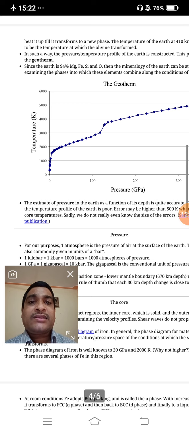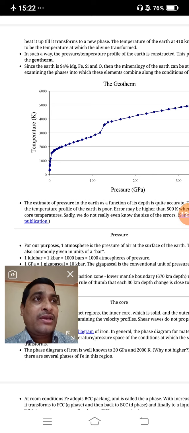The earth is 94% magnesium, iron, silica and oxygen. In the total average composition of the earth, 94% of these four elements are present: silica, oxygen, iron and magnesium.